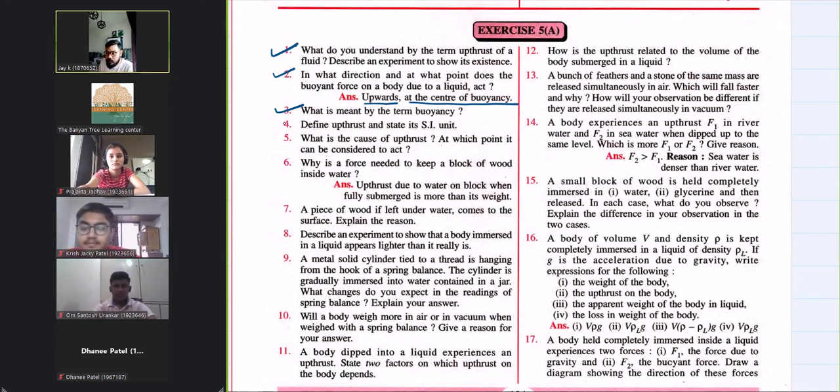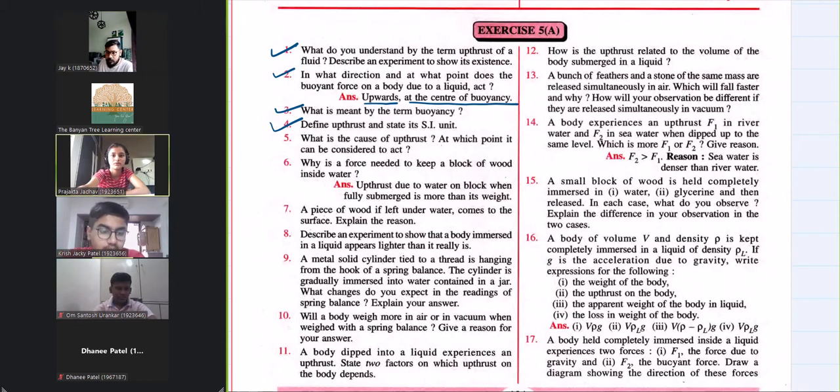Define upthrust and state its unit. Upthrust we have already defined. Upthrust is the upward force exerted by any fluid on any object which is immersed in it. What is the SI unit of upthrust? Can anyone tell me? Newton or kgf? Newton. Yes, the SI unit is Newton, not kgf.